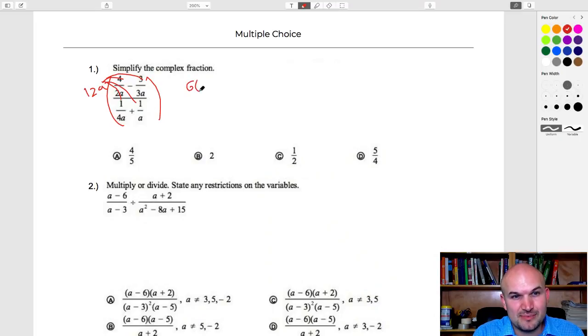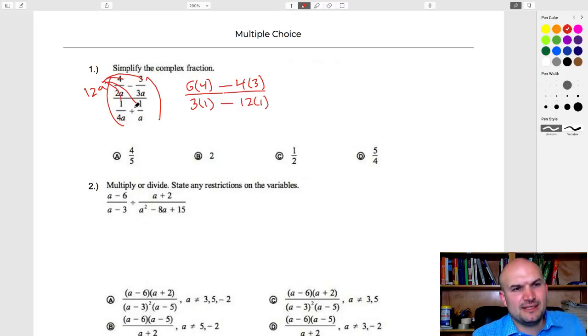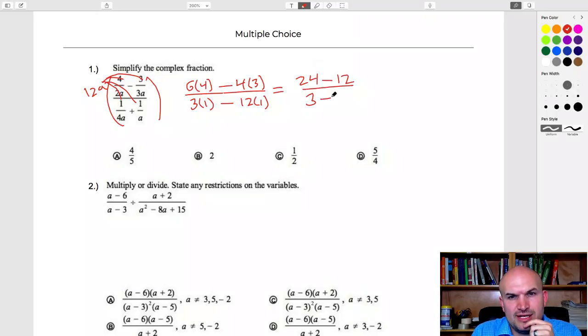6 times. So that'd be 6 times 4 minus 3a divides into 12a 4 times. So that would be 4 times 3. Here 4a divides into 12a 3 times. So that'd be 3 times 1. And a divides into 12a 12 times. So that'd be 12 times 1. Okay, so basically by multiplying by 12a, I eliminated that a and I eliminated all my fractions. Now I just need to do some math to simplify this. So that's 24 minus 12 over 3 minus 12, which is going to be 12 over negative 9.